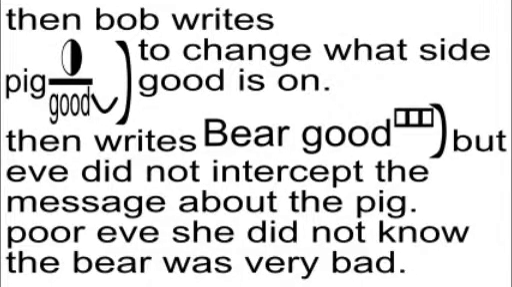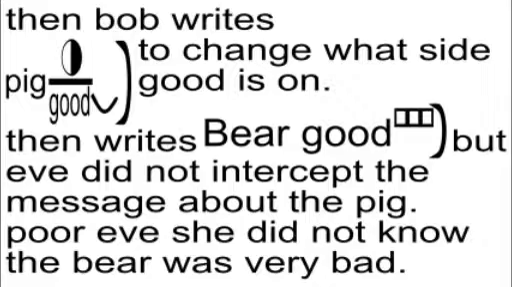Then Bob writes pig space 1 space 14 space good space 142 space 09 to change what side good is on. Then Bob writes bear space good 192 space 09. But Eve did not intercept the message about the pig. Poor Eve, she did not know that the bear was very bad, and so she was killed by the bear. This shows how a missed message can change the information. It is far more likely for an attacker to miss a message and not know it than for the intended recipient to not know that they did not get all the messages they should have.